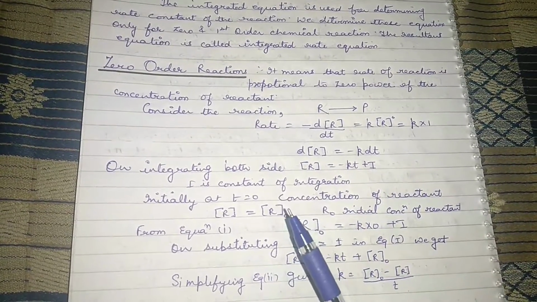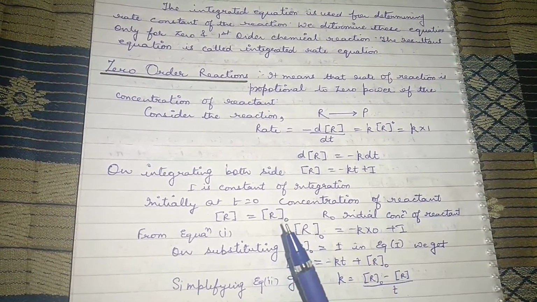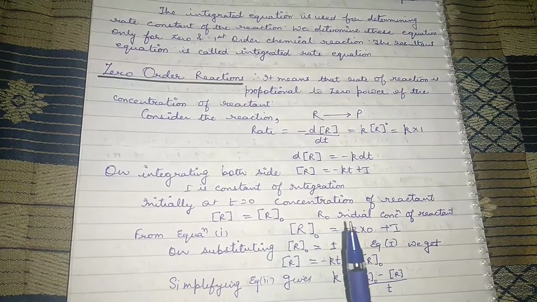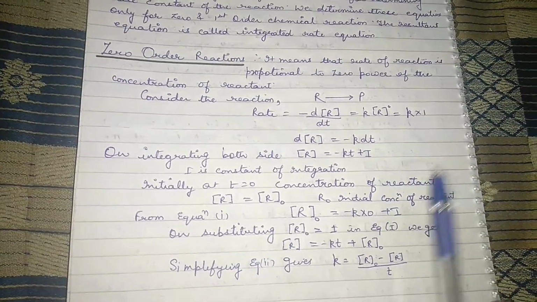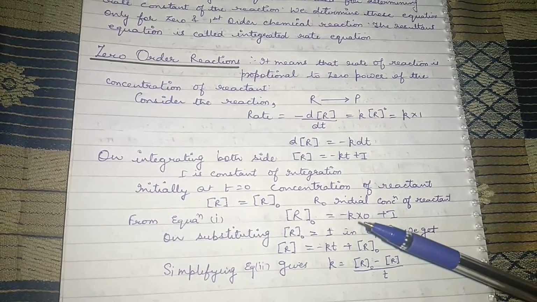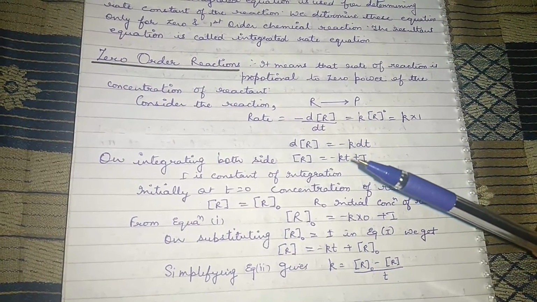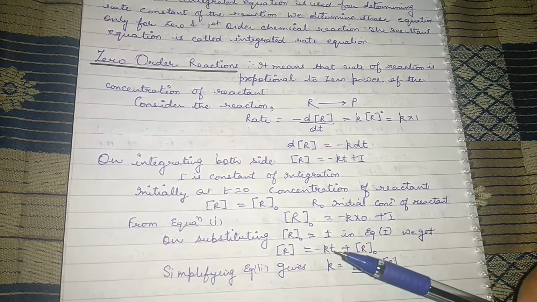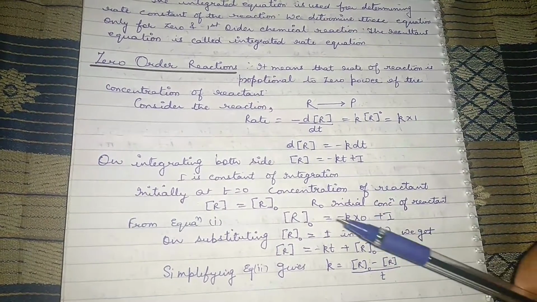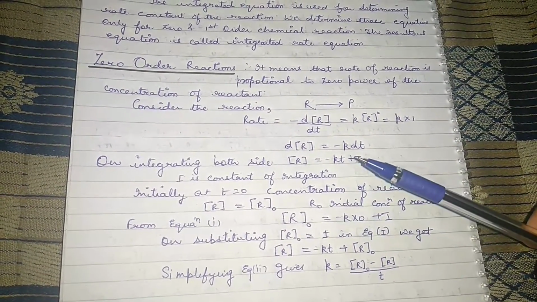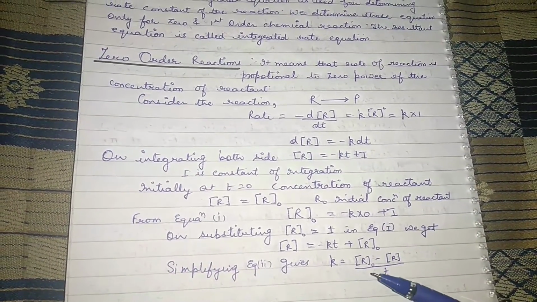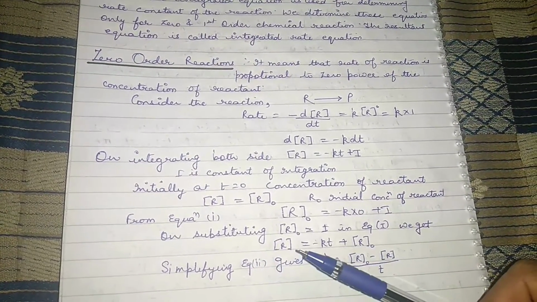Initially at time t equal to 0, the concentration of reactant R is equal to R naught, where R naught is the initial concentration of the reactant. So equation 1 becomes R naught is equal to minus k into 0 plus I. Therefore I is equal to R naught, and on substituting this in equation 1, we get R is equal to minus kt plus R naught. Simplifying the equation, k is equal to R naught minus R, over t.